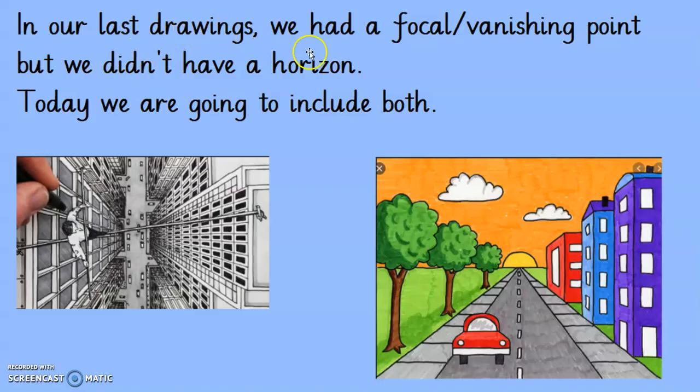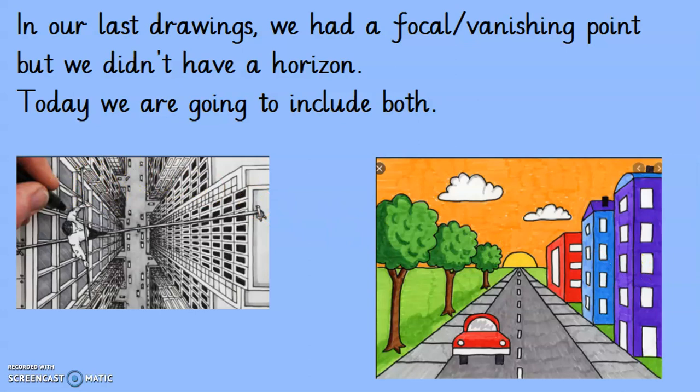So in our last drawings we had a focal and vanishing point, but we didn't have a horizon. We were looking from above. We had a bird's eye view like on here. Today we're going to include both, okay? So we've got the vanishing point here, and this line here is the horizon, okay? And you'll see that better on the next slide.